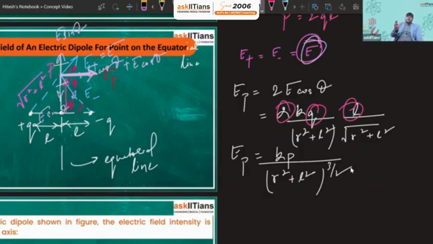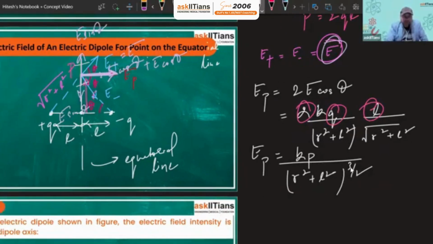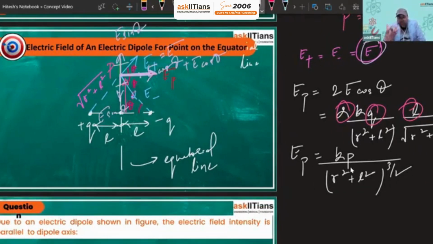Okay, getting it? And you see the direction of EP here. The direction of the electric field at an equatorial point: this is the direction of the electric dipole moment vector P for this case, right? And you see the direction of the electric field is anti-parallel, or opposite, to this direction.